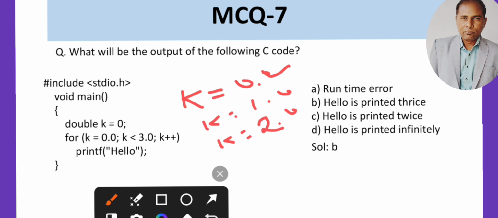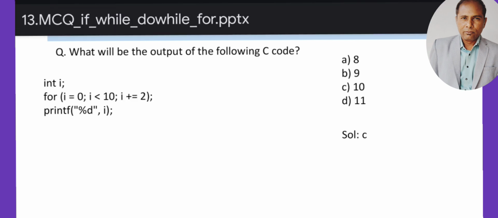So in this case, how many times will hello be printed? 3 times. So hello is printed thrice. So I think option B should be the correct answer for this question.